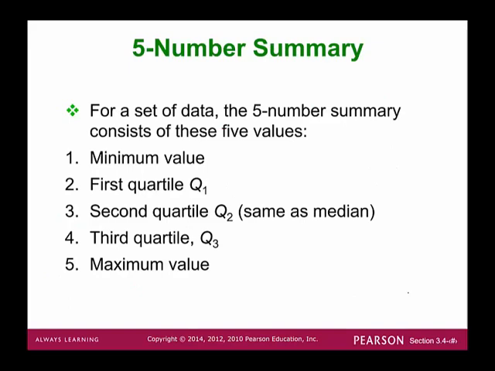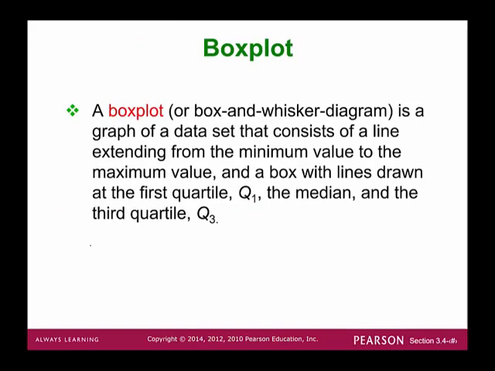Now, the 5 number summary was already listed in the earlier slide. We need to find those 5 numbers: the minimum value, the first quartile, quartile 1, percentile 25, the second quartile, quartile 2, same thing as the median, next the third quartile, quartile 3, which is percentile 75, and then also the maximum value. And the box plot is basically the visual representation of the 5 number summary.